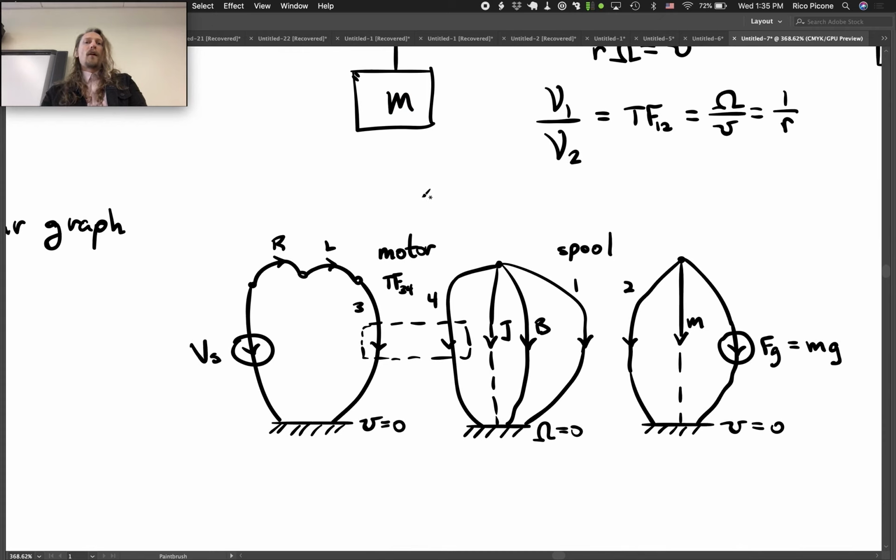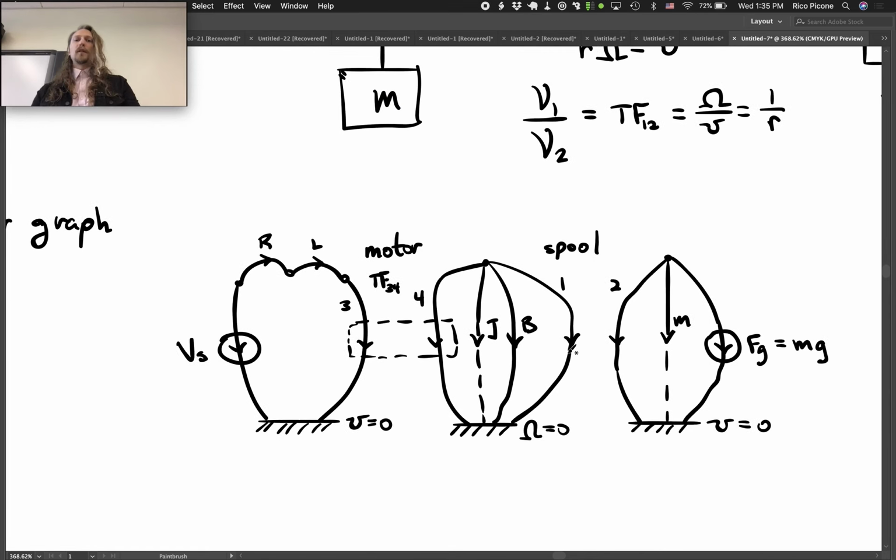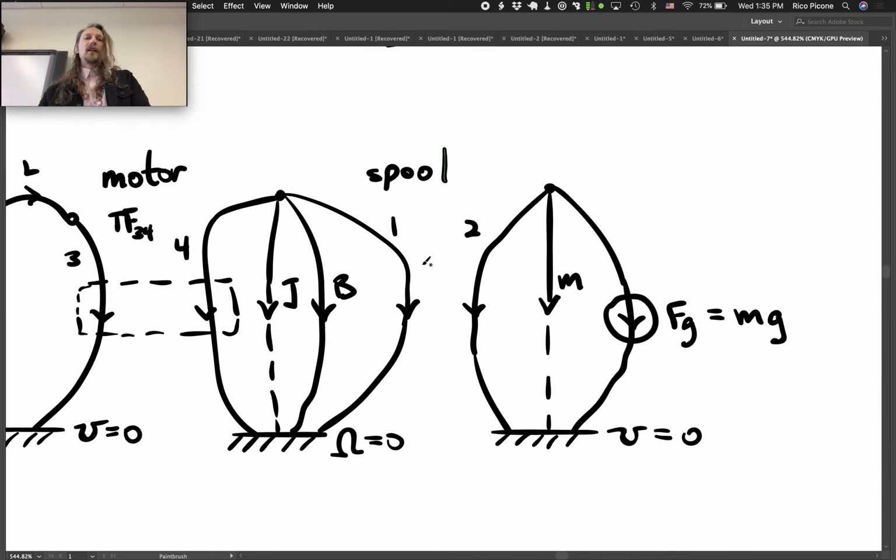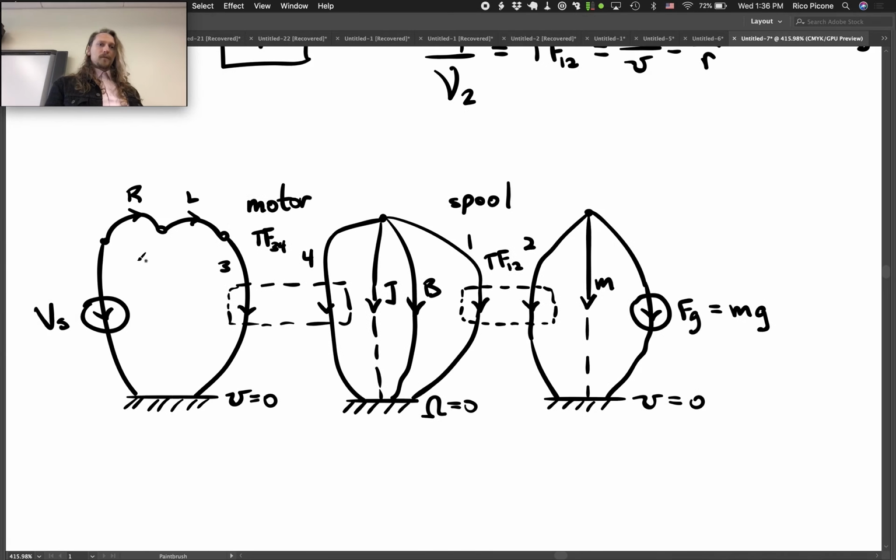Is there no connection between the 1 and 2? Oh yeah, so these two elements are interacting. They're also a transformer because they have the relationship directly between the cross variables, and then therefore between the through variables as well. So we'll call this TF12. We already derived what TF12 is now. And TF34, the motor one, we derived in a previous example. Okay, so this is our linear graph model.